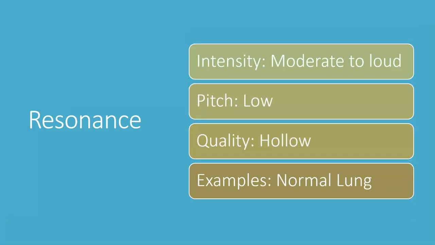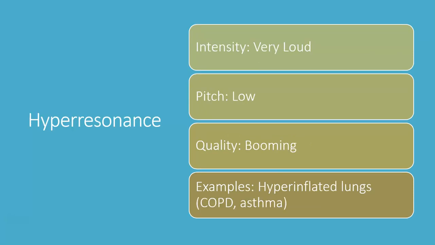Okay, so resonance. This has a moderate to loud intensity. The pitch is low and it has a hollow quality. Resonance should be percussed over normal lung, so normal lungs will produce a resonance when they are percussed over. Okay, and then there is hyperresonance. The intensity of this is very loud, the pitch is low, and the quality is going to be booming. An example of this would be hyperinflated lungs, so this would be abnormal. This is associated with someone who has COPD, or chronic obstructive pulmonary disease, or someone who has asthma.